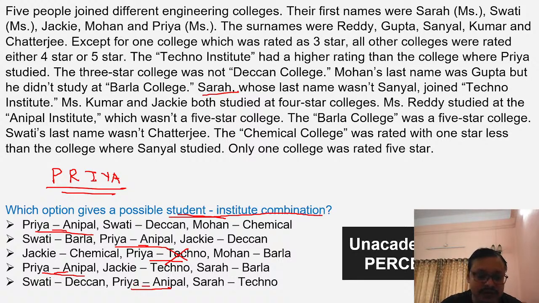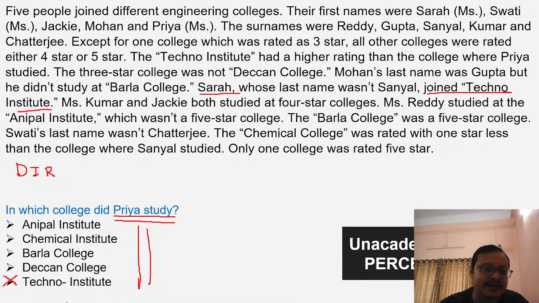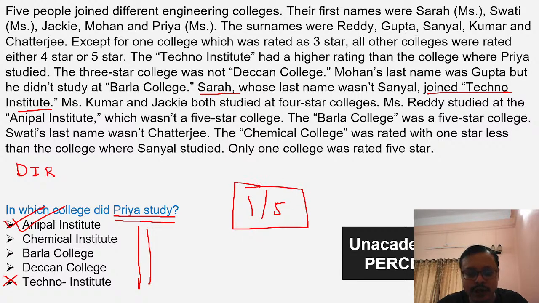Which means what? You do not know the answer to this question, but definitely for the other question, you can mark the answer as Priya is studying in Anipal. Why? Because in all the options, in another question in the same set, we are referring to Priya as a student of Anipal.